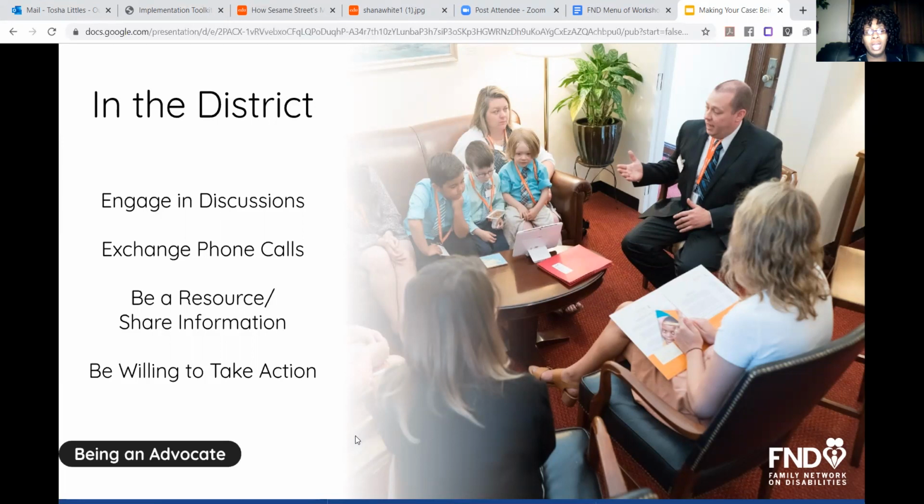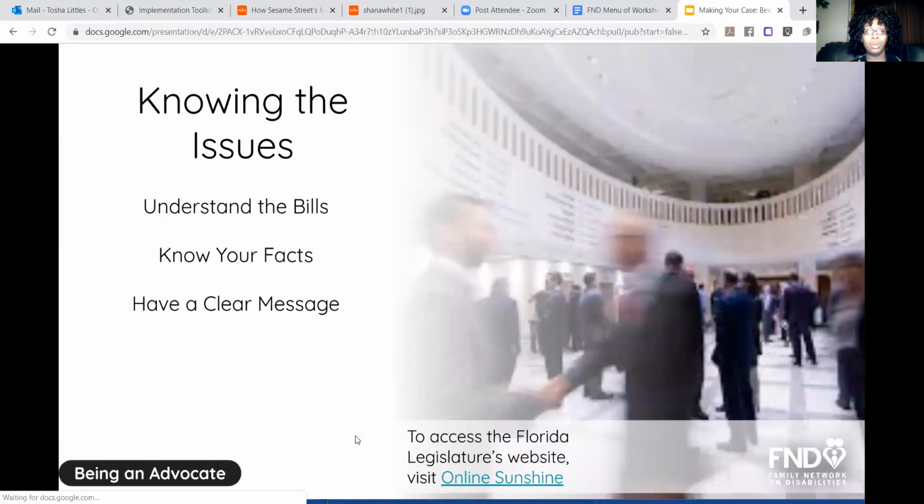We want to make sure that you're willing to take action, because you see the causes, you see the concern, and you're engaging your district so that they can understand the concerns that you have as a community stakeholder.